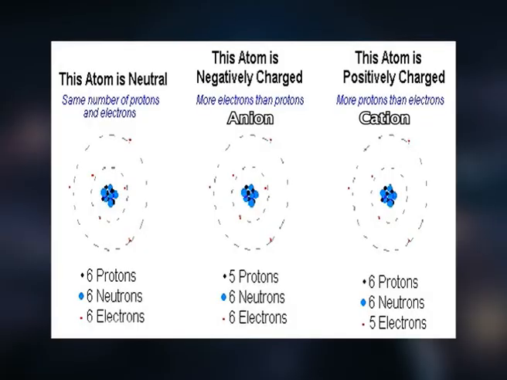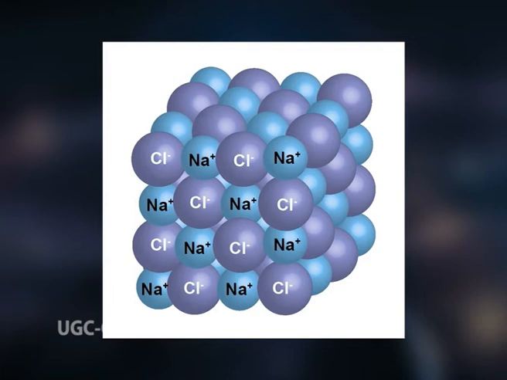A charged atom is called an ion, a positively charged atom is called a cation, while a negatively charged atom is called an anion. Cations and anions are attracted to each other.